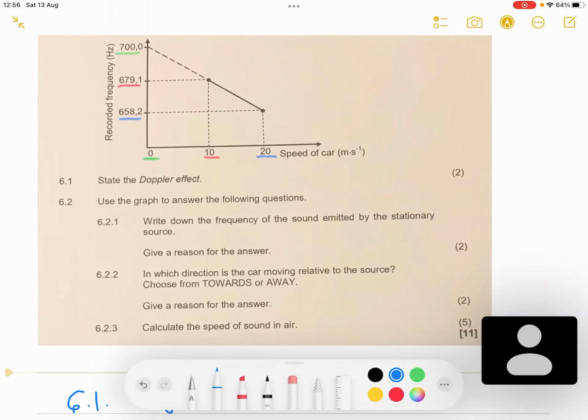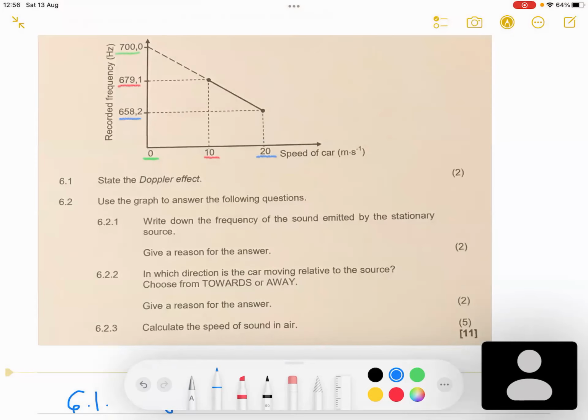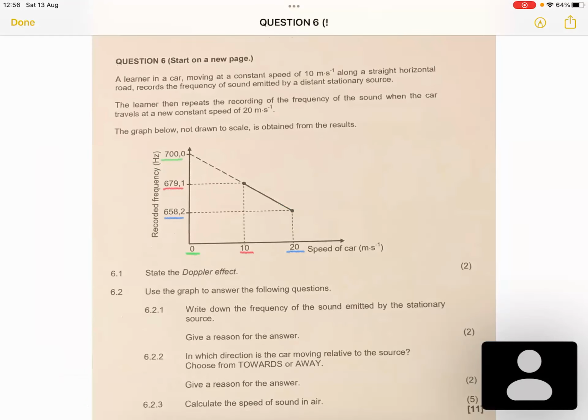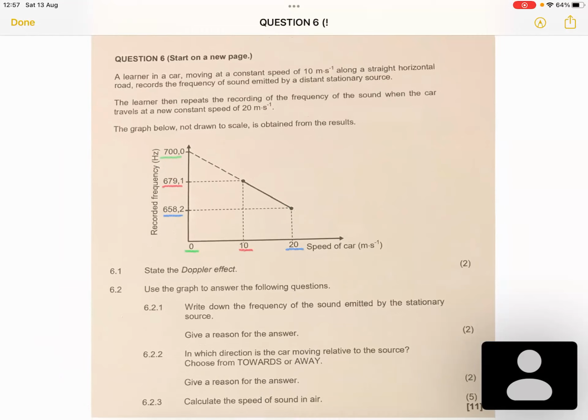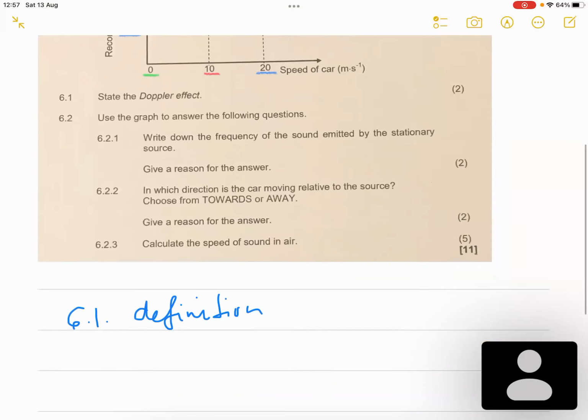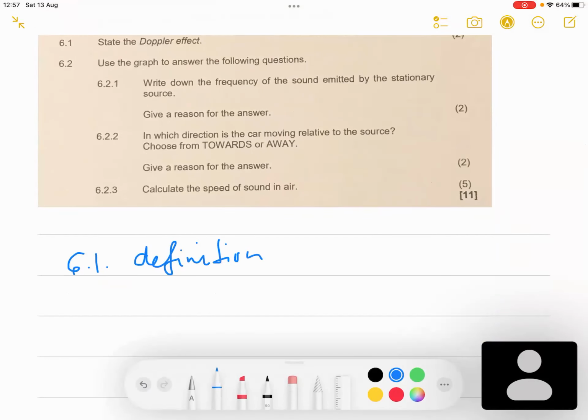So if we look at the graph, the speed of the car at zero. So the speed of the car at zero means that the observer is not moving. So when the speed of the car is zero, then that will be the frequency of the source. Okay. So if you look at the graph, when the speed of the car is 0 meters per second, the graph shows us 700 hertz. So that is the frequency of the source.